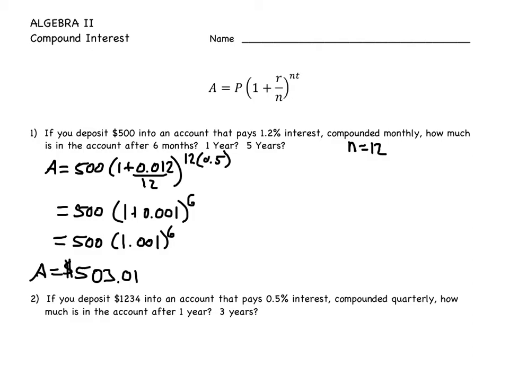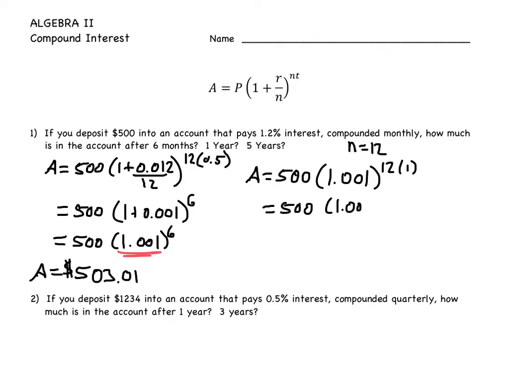Now the nice thing about working these problems is that they change the year on us, but we've already done a lot of this calculation. If I go in and plug in, I know that A equals 500 times, I already know what's in the parentheses. It's going to be the same every time. This isn't changing. 1.001, and now I'm taking it to the 12 times 1 power for 1 year. So, in our calculations, we're taking 500 times 1.001 to the 12th power. Grab that calculator. What do we get? Then multiply that by 500.